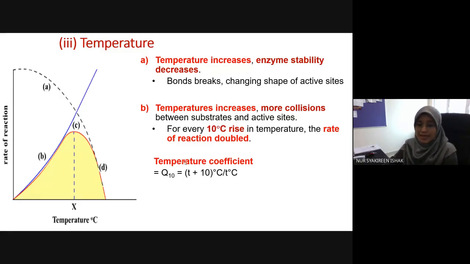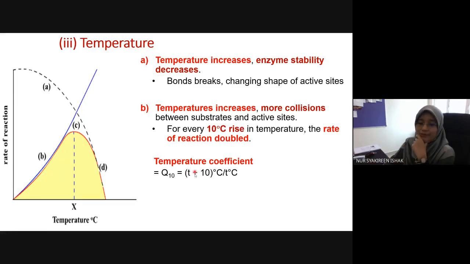Let's say, for example, after you calculate this formula, it gives you a value of 2. Okay, Q10 equals 2. So it means that the rate of reaction increases or doubles. The rate of reaction will double every 10 degrees.